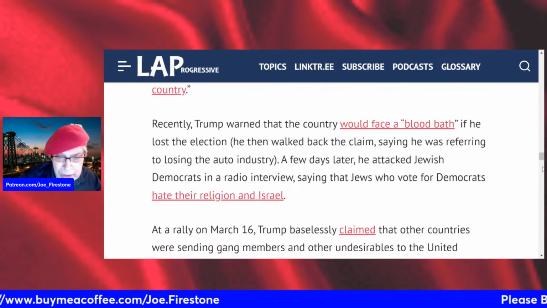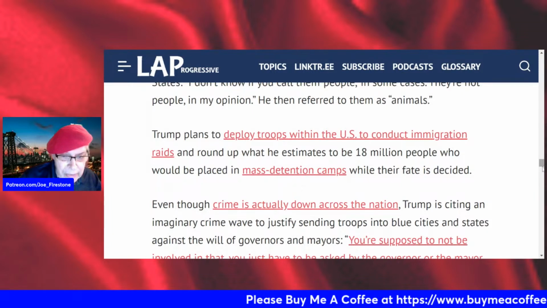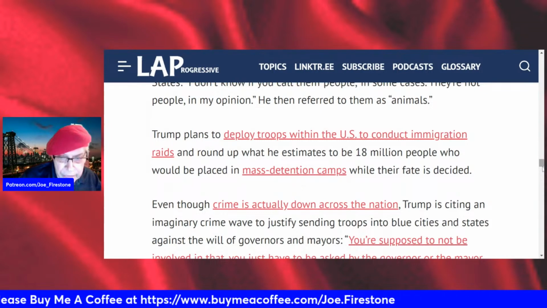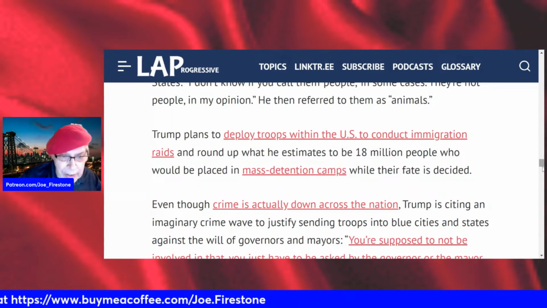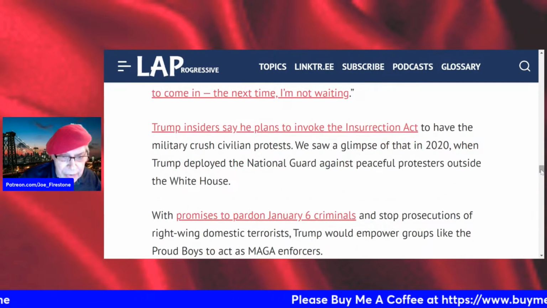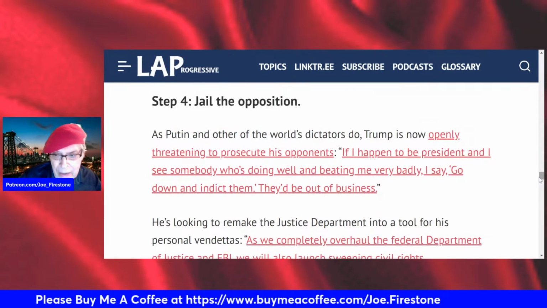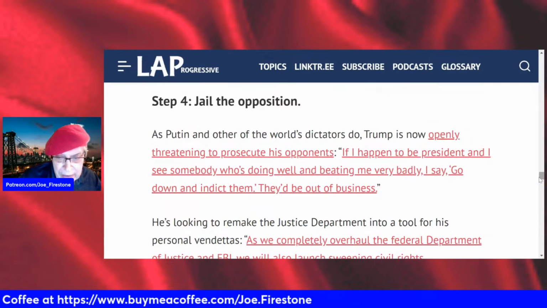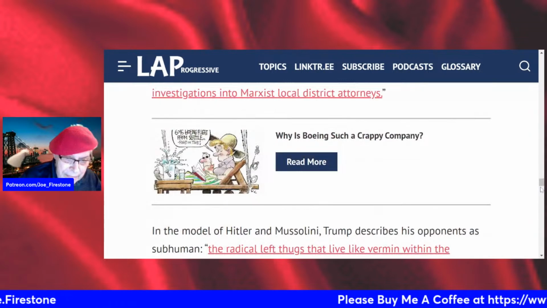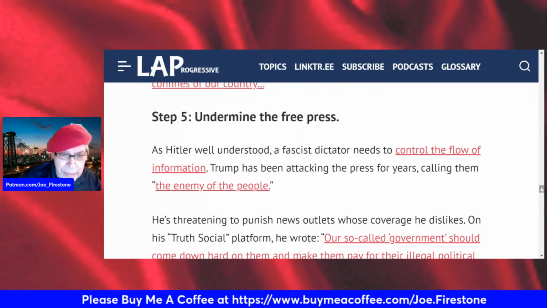And I think you could see that Trump would do this. He certainly would do it with immigrants. But I think he's also capable of doing it with other groups of people that he dislikes. But he'll probably start with the immigrants. He also has stated on a number of occasions, and this is step 4, that he would jail the opposition. And finally, he would undermine the press.